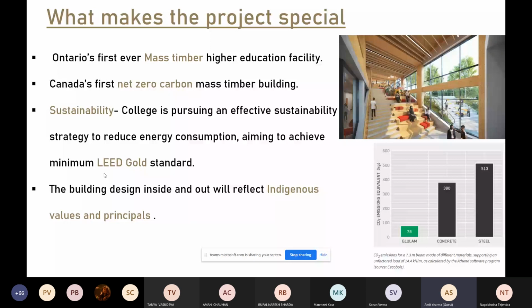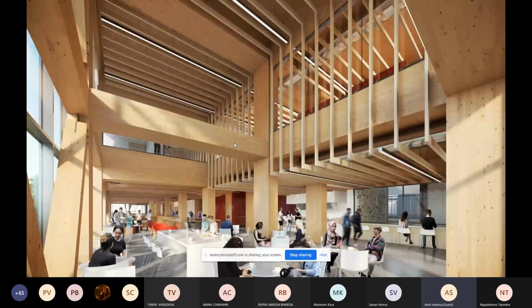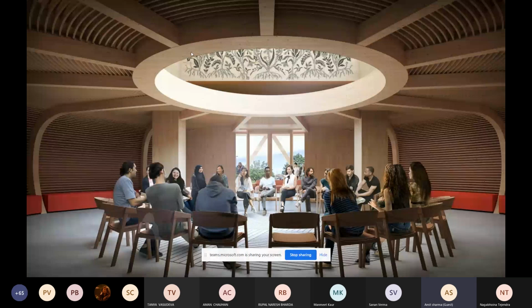This building is going to be built according to Native American principles and values, so all the design concept is according to Native American culture. These are some of the views of how it's going to look from inside. As you can see, everything is wood. These are CLT beams and columns. The roof is also going to be wood panels. And these are some of the sitting spaces. This concept again came from the indigenous people of the Canadian and North American region.